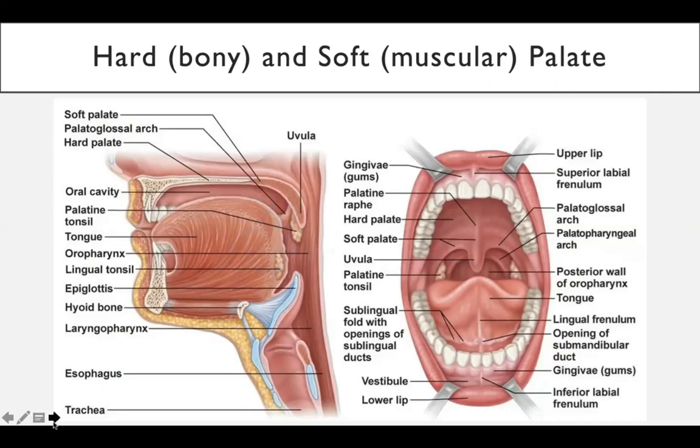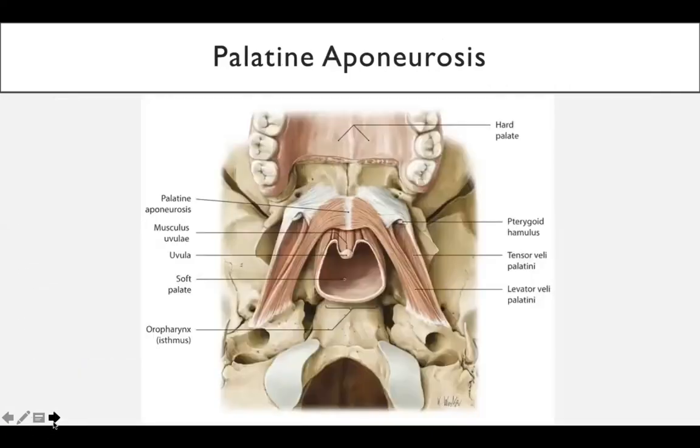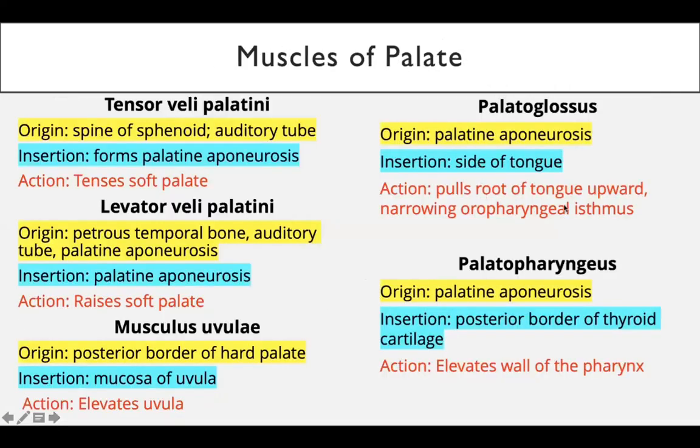Platoglossus, thank you for narrowing our oropharyngeal isthmus, almost closing it. Okay, it pulls the root of the tongue upward, narrowing the oropharyngeal isthmus. So who is remaining? Palatopharyngeus. Why palato? It takes origin from the palatine aponeurosis.